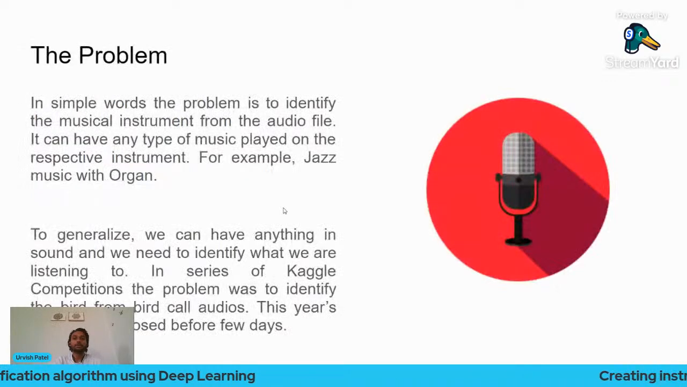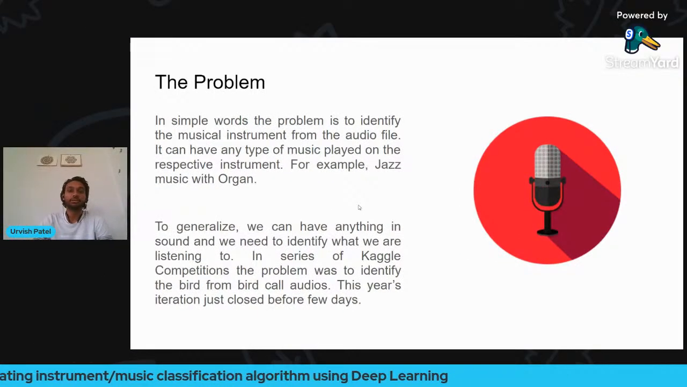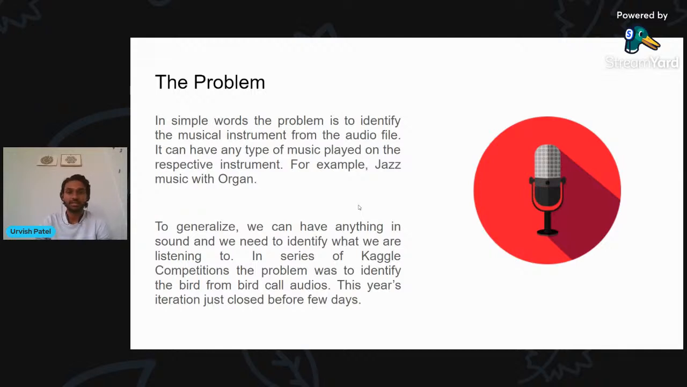First, moving to the problem. In simple words, the problem is creating an instrument or music classification algorithm using deep learning. You can have different kinds of music, like jazz, rock, and hip hop, and they can be played with different instruments like flute, maybe guitar, electric guitar, and so on. The idea is that given the sound of a piece of music, you have to identify which instrument is playing. It can be jazz played with an organ, so you have to identify whether it's an organ or not.